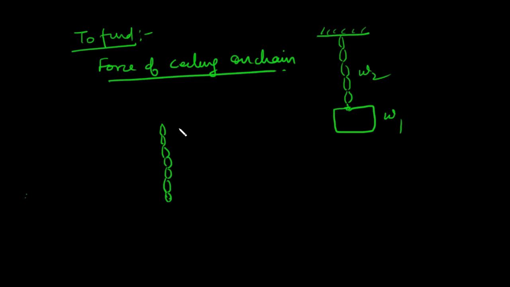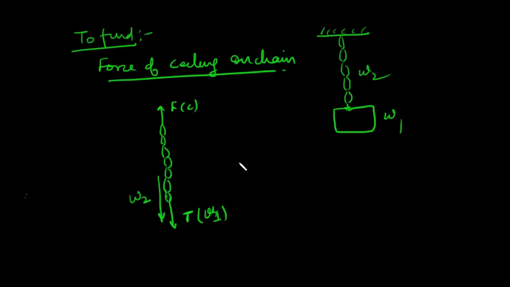Now I want to find the forces on this chain. What are the forces? You see, there is one force. Let us call it T. This is due to W1. I am writing this, T is due to W1. Okay. And this is the force F due to ceiling. Okay. And another force is there, this gravitational force, the weight of the chain itself. This is the force. Okay.